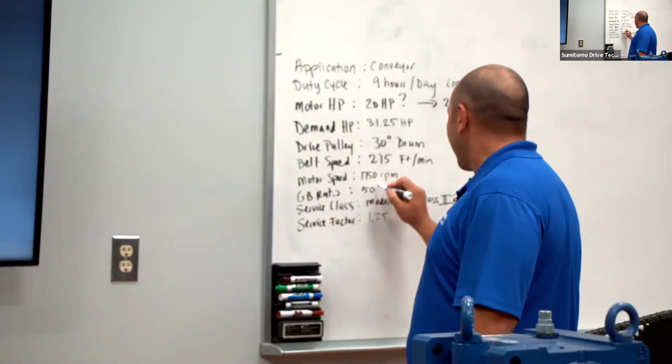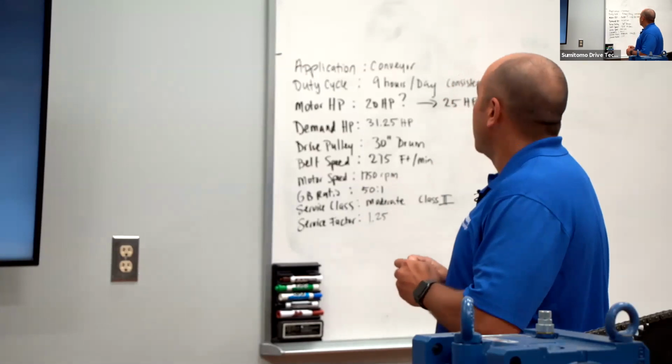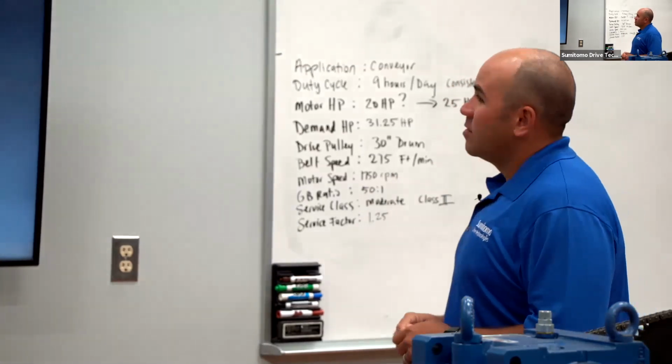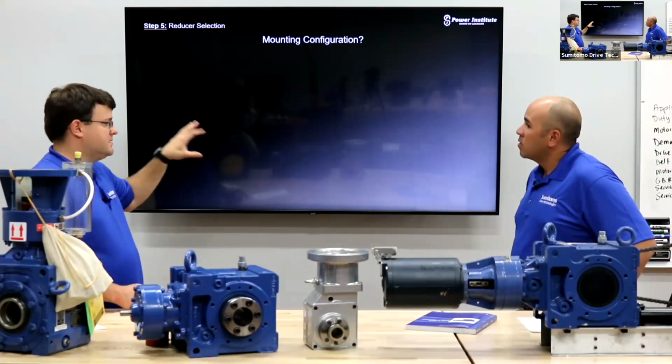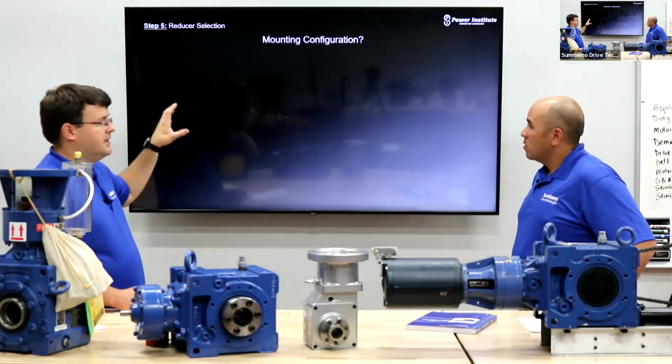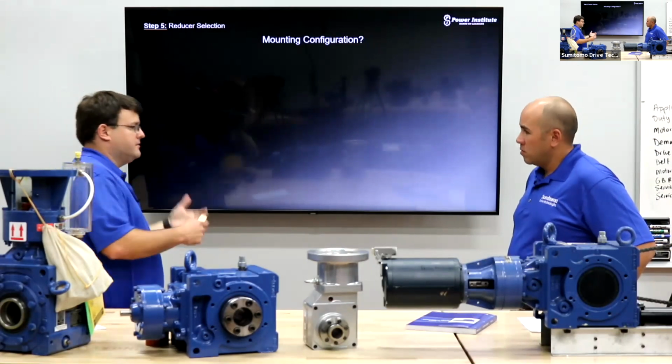So 50-to-1. Now, if you notice, we have everything we need there to make a selection. Looks like it. Everything's filled. So now, next is the mounting configuration. This doesn't change the selection again. This only changes how it looks, how it's going to be mounted to make sure it fits correctly.